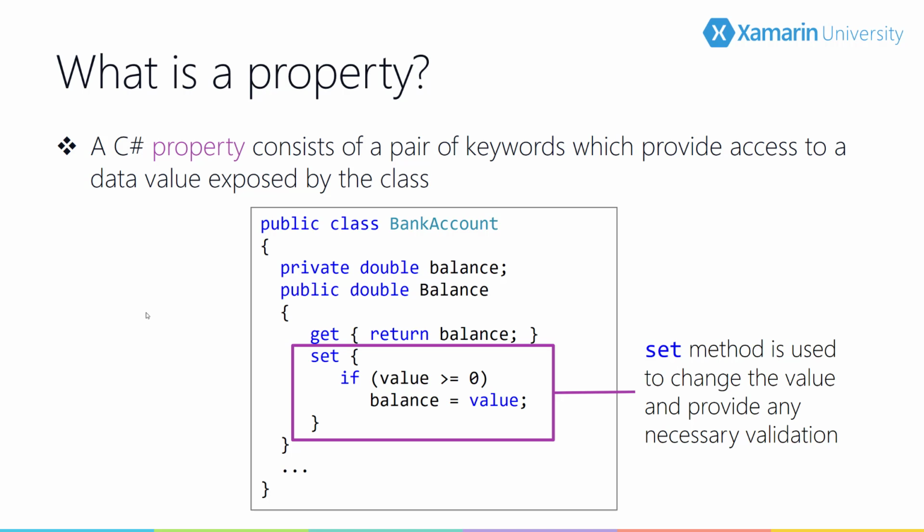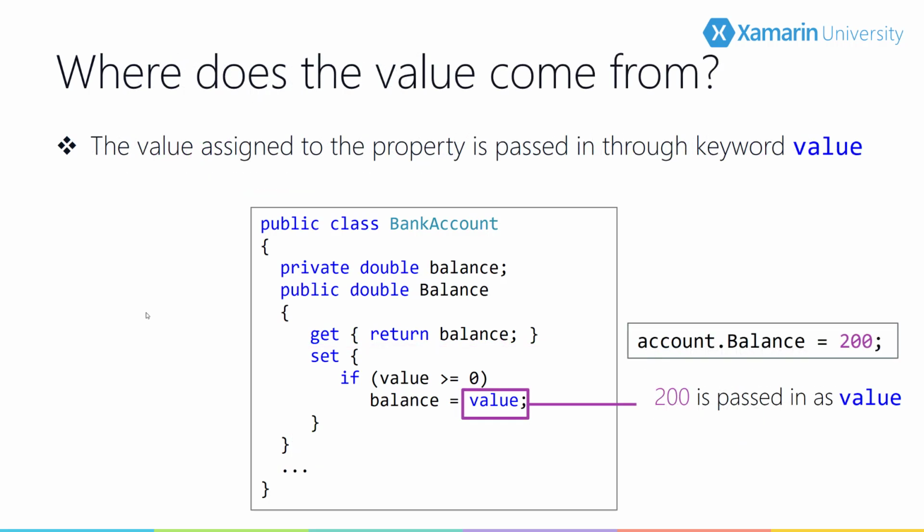Now, you may be wondering, what is value? Where is value coming from? Because in the method example, we had a parameter. There's no parameters here. So value is actually a special keyword in the C# language that represents the value that's being assigned to the property. So when I say account.balance equals 200, that 200 is really being dumped into that value keyword. So this is whatever was assigned to this property.